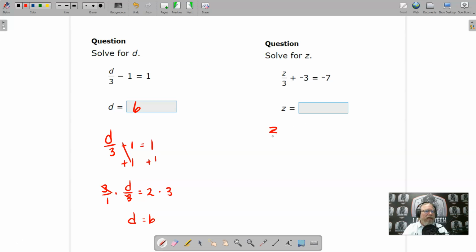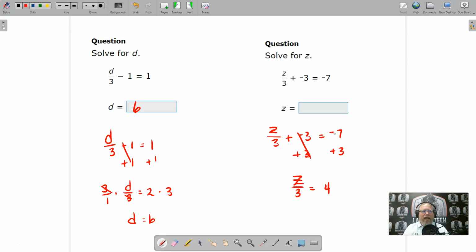We are at z over 3 plus negative 3 equals negative 7. So to get rid of the negative 3, I need to add 3. What I do to one side, I'm going to do to the other. The 3's cancel each other, leaving me with z over 3 on the left. And negative 7 plus 3, well, we're adding a negative and a positive number together, so we're actually going to subtract. The difference between 7 and 3 is 4.